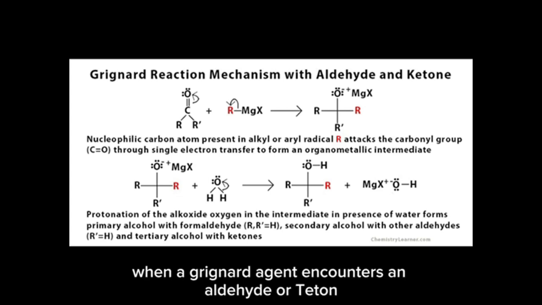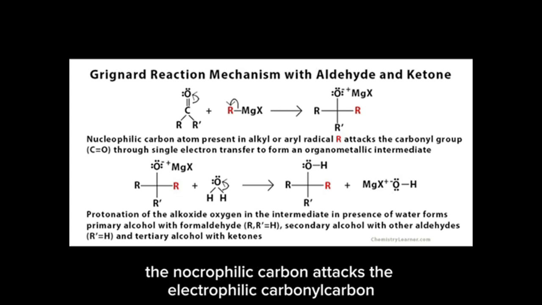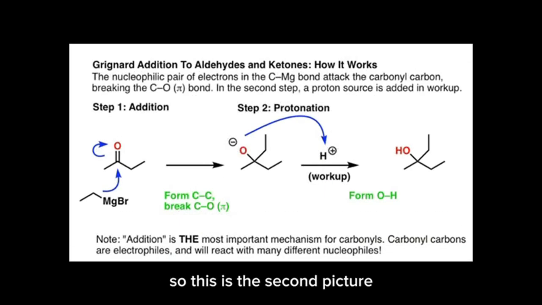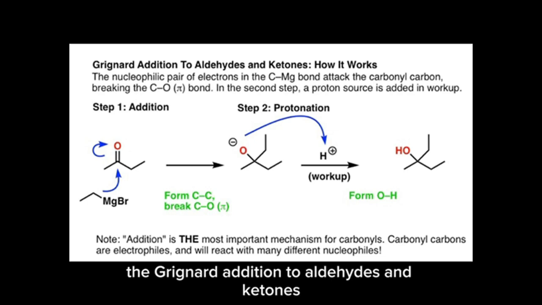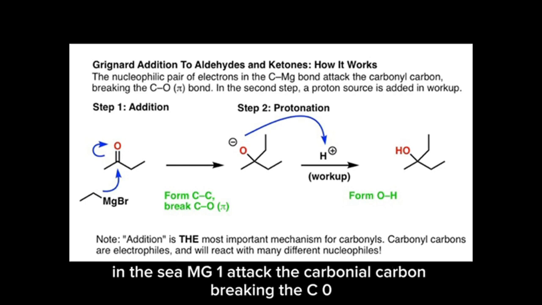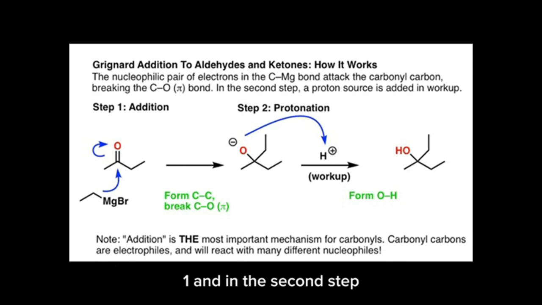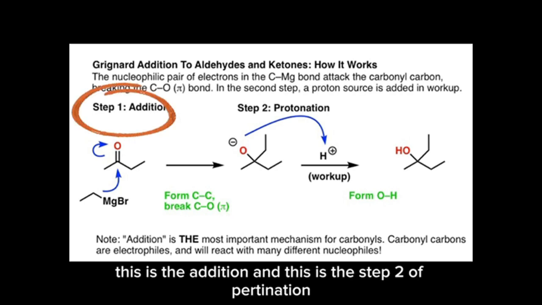When a Grignard reagent encounters an aldehyde or ketone, the nucleophilic carbon attacks the electrophilic carbonyl carbon. So this is the second picture, the Grignard addition to aldehydes and ketones, and how it works. The nucleophilic pair of electrons in the C-Mg bond attacks the carbonyl carbon, breaking the C=O pi bond. In the second step, a proton source is added in workup. So step 1 is the addition, and step 2 is the protonation.